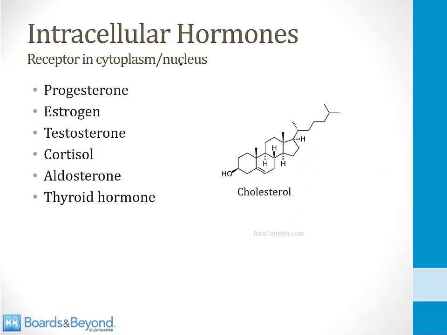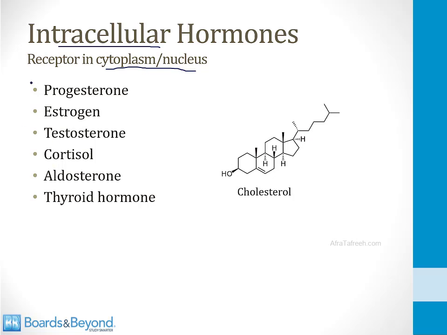Let's start by talking about the easiest hormones to understand, and those are the ones that are lipid or fat soluble and therefore they can cross the plasma membrane. This means that they exert their effects by binding to receptors that are intracellular. The receptors for all of these hormones are found in the cytoplasm or the nucleus. Once the hormone binds to the receptor, it goes to the nucleus and modifies gene transcription.